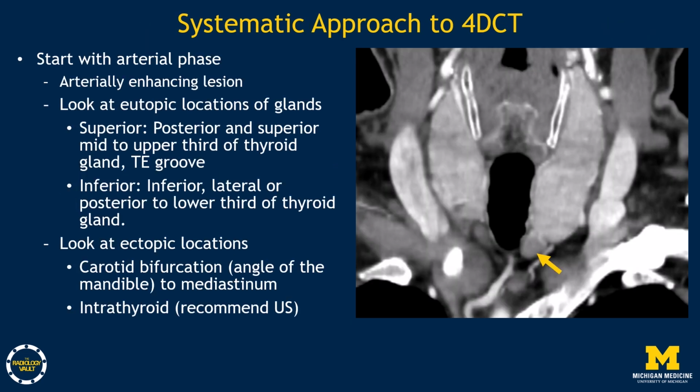When you get a 4DCT, it's best to use a systematic approach for evaluation. Start with the arterial phase and look for an arterially enhancing lesion. Look at the usual eutopic locations of the glands. If you don't find anything, continue your search for ectopic locations. If you find a lesion within the thyroid gland that you suspect is a parathyroid adenoma, recommend an ultrasound.